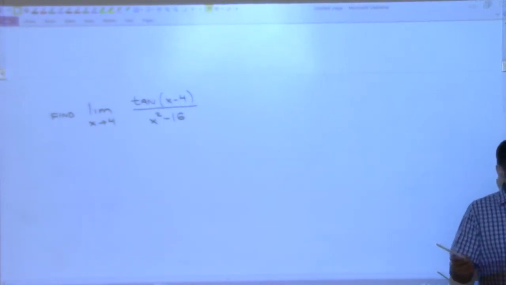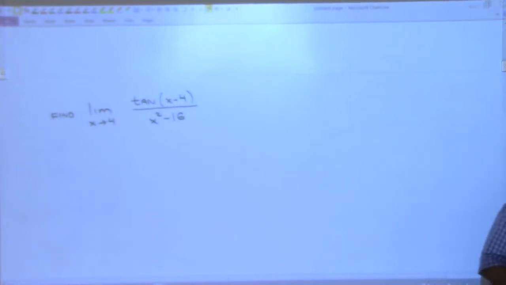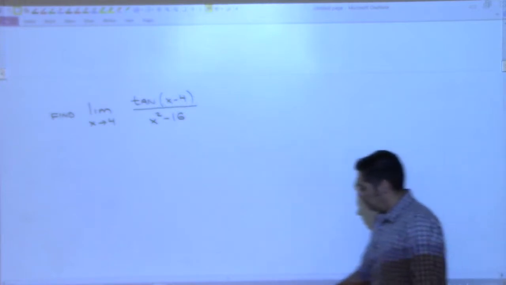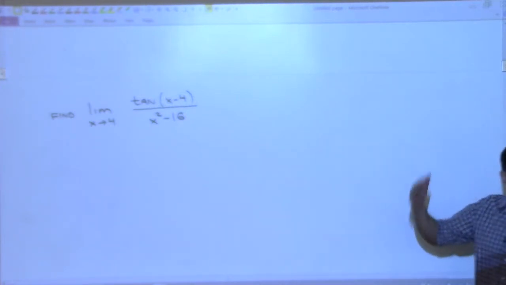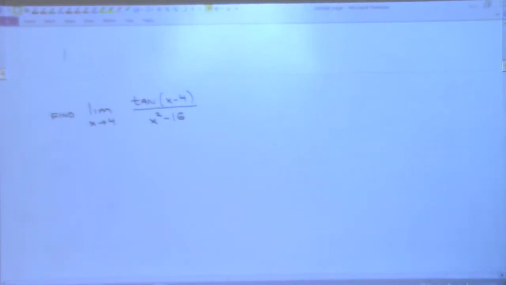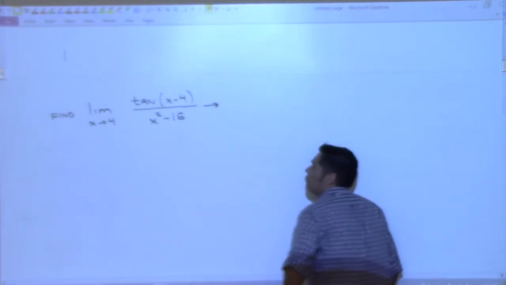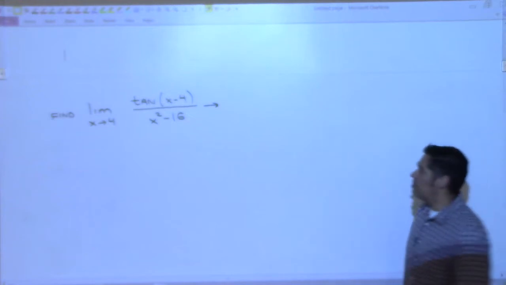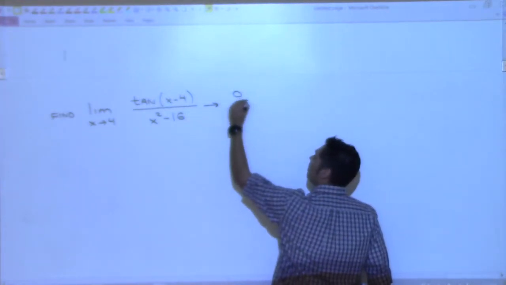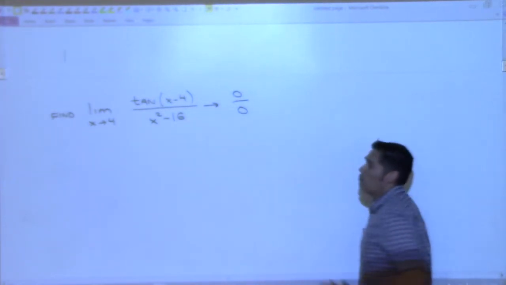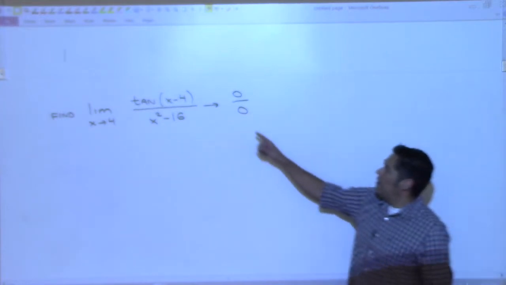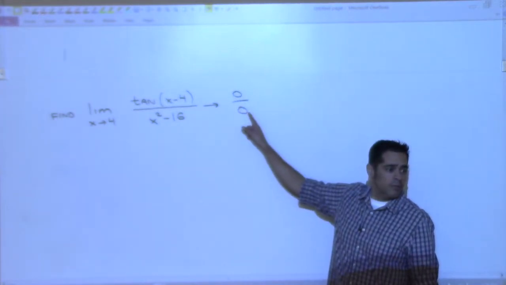Arafat? What's the first thing you always do, Arafat? Put 4 in for everything, for all the x's, right? Okay, so what do you get up top there? 0. Tangent of 0 is 0, right? So we get 0 on top. How about the bottom? 0. We get 0.